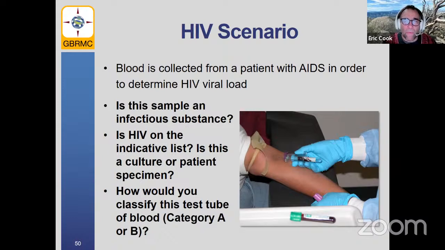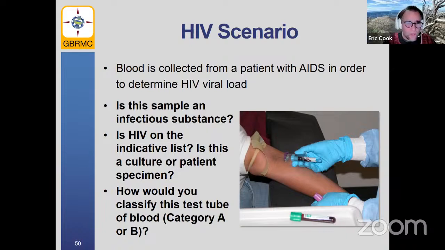Now, if there's an outbreak ongoing of, say, Ebola in your country, then samples that you suspect might have Ebola are going to be category A no matter what. I hope that answers the question.